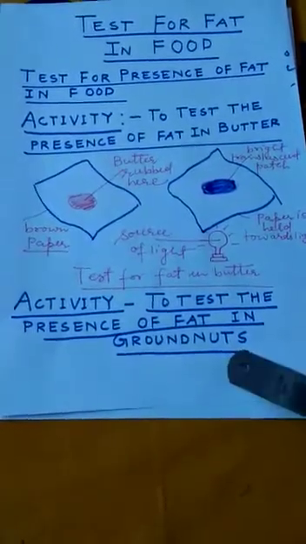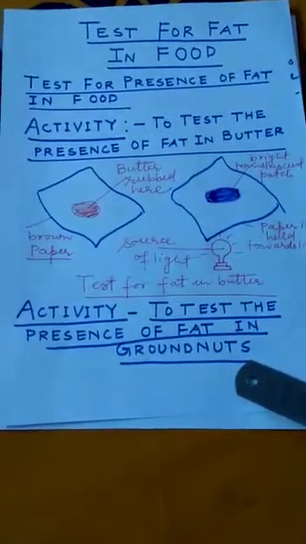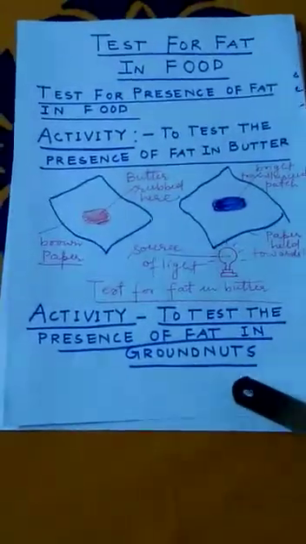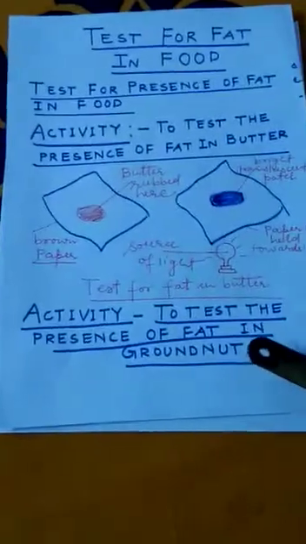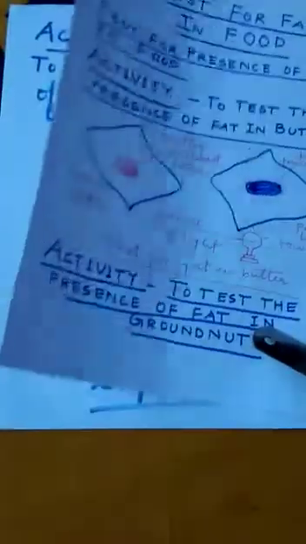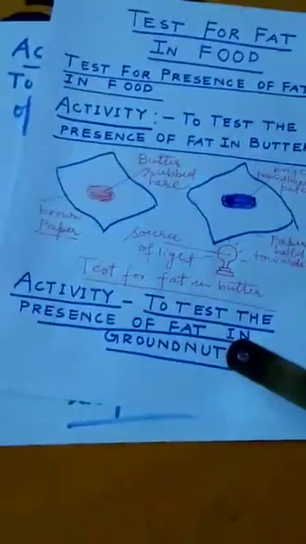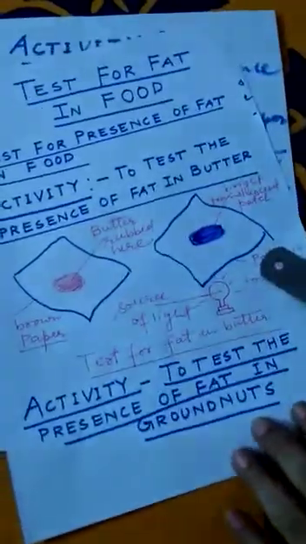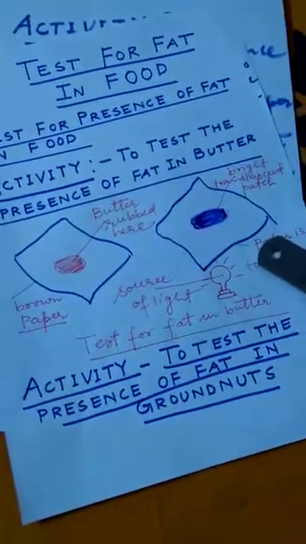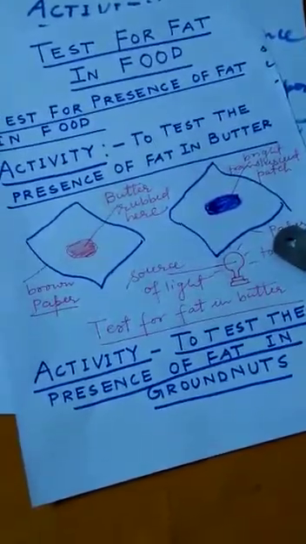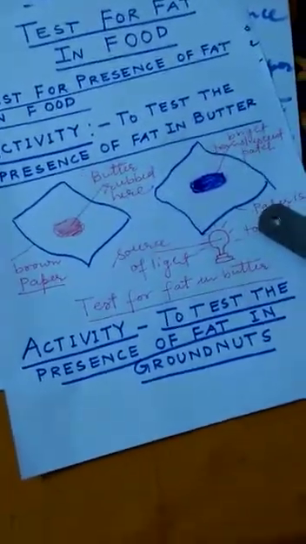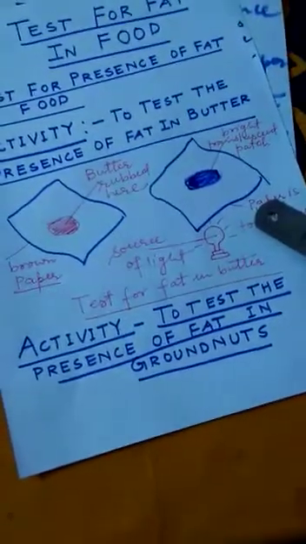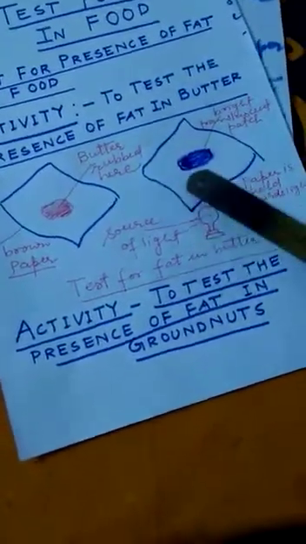So let us start an activity to test the presence of fat in groundnuts. We should take some groundnut kernels and place them on a brown paper spread on a table. Crush the groundnut kernels carefully using a small hammer. Remove the crushed groundnut kernels from the paper and hold the paper towards light.